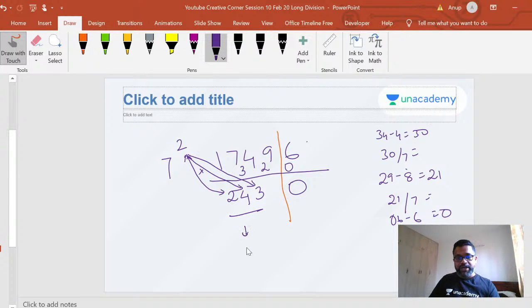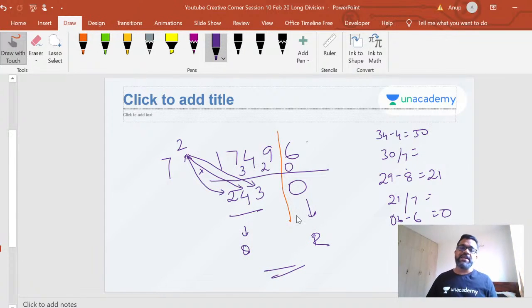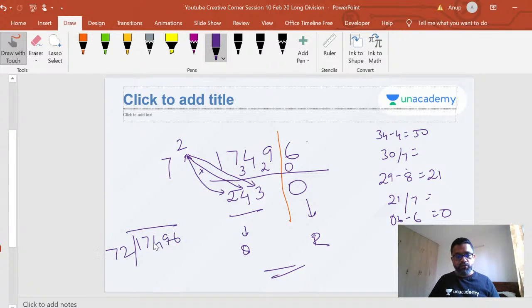So this is your quotient and this is your remainder. This is a very beautiful technique in Vedic mathematics. Essentially, you can do long divisions in a single line, compared to doing it this way. 17496 divided by 72. You are trying to find out how many 72s are there, right?